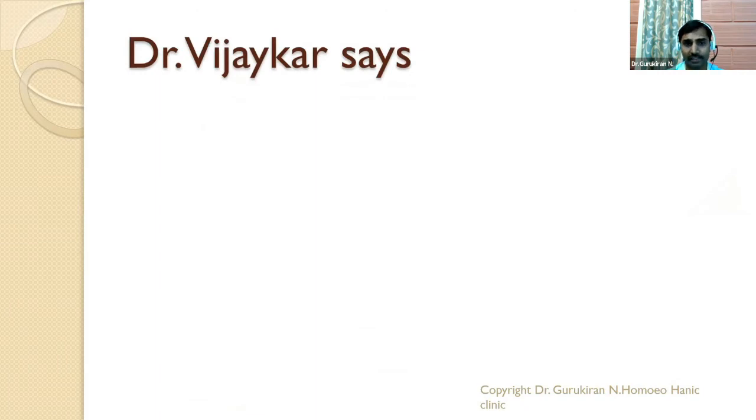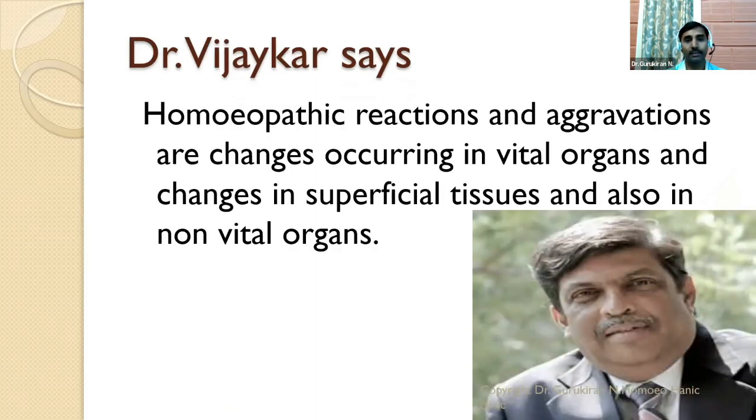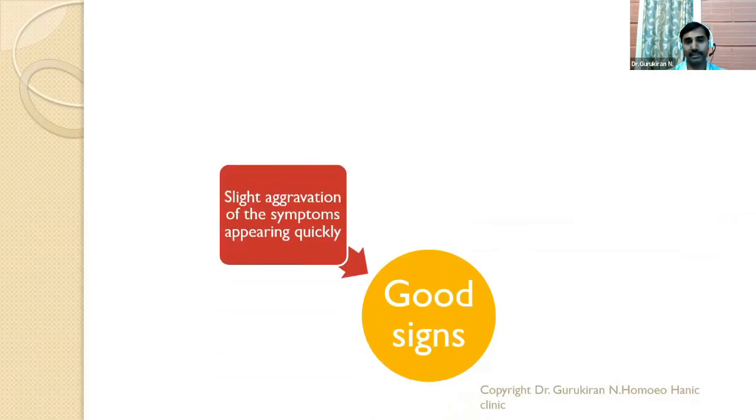What does Dr. Praful Vijaykar say? Homeopathic reactions and aggravations are changes occurring in vital organs, and changes in superficial tissues and also in non-vital organs. So these are the changes we can see after prescription of the dosage. What are all the good signs after prescribing a right remedy and the right dosage according to the case?